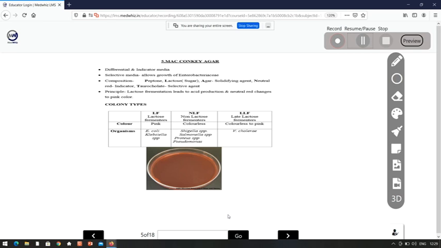So what is the composition of this MacConkey agar? We have peptone, lactose, agar which acts as a solidifying agent, neutral red which is an indicator, and taurocholate, which is a selective agent.